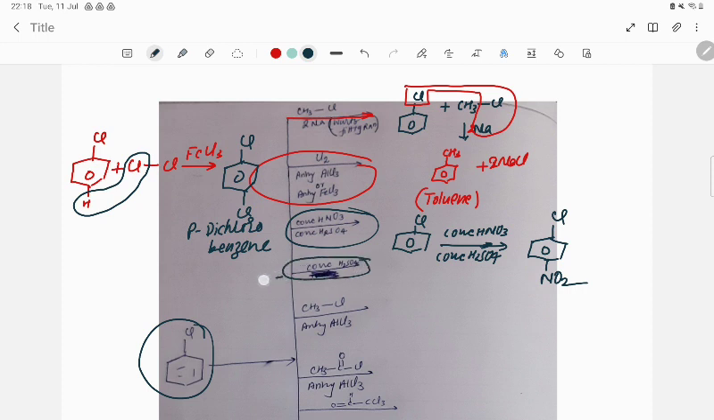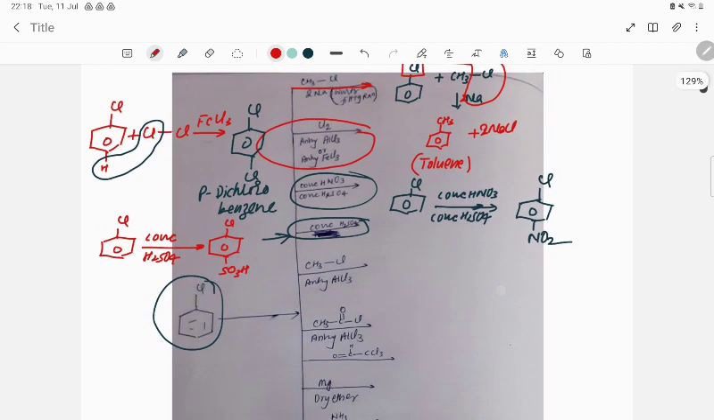Here, if you are taking Cl and H2SO4, student, this reaction is going to be sulfonation, right? Sulfonation means, if here is Cl, and you are taking concentrated H2SO4, it will give the chlorobenzene, student, with the sulfonic acid group, SO3H, right?